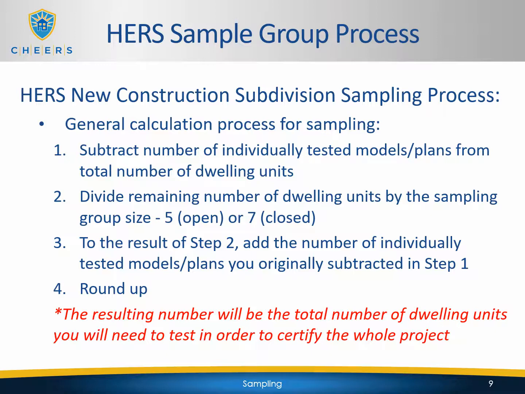Third, to the result of step 2, add the number of individually tested models and plans you originally subtracted in step 1. After you figure out how many homes you're going to test based on the sampling group size, you add back in the lots you subtracted for the models, because you have to test those individually. And then after that, you round up. If during step 2 you came up with a decimal, you always round up. You're never going to test half a house, so you always round up in your final result. The resulting number will be the total number of homes you will need to test in order to certify the whole project.